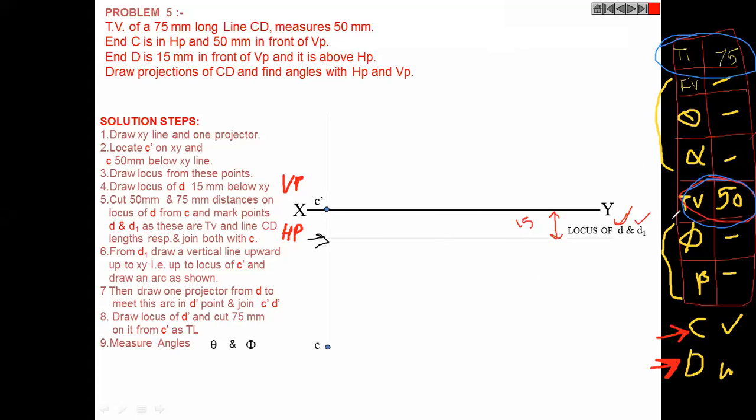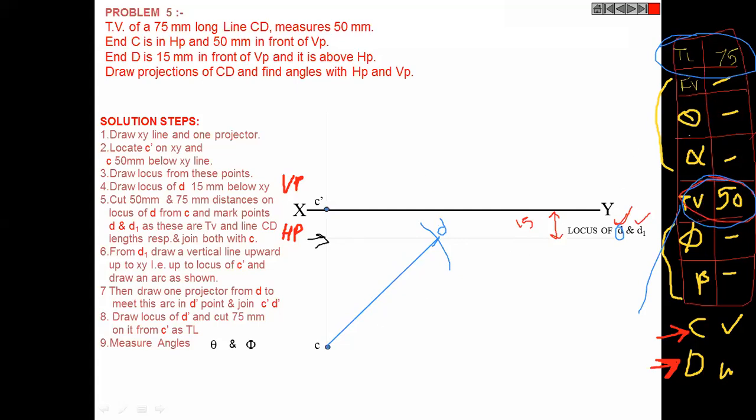So what you will do? First of all, you will measure 50 mm. Take the compass 15 mm and draw one arc here. So this point will be your D, and that line joining this to this will be your top view.